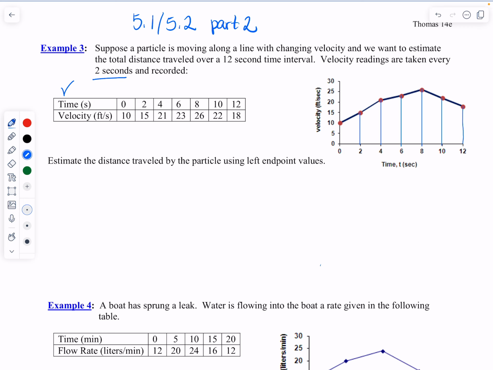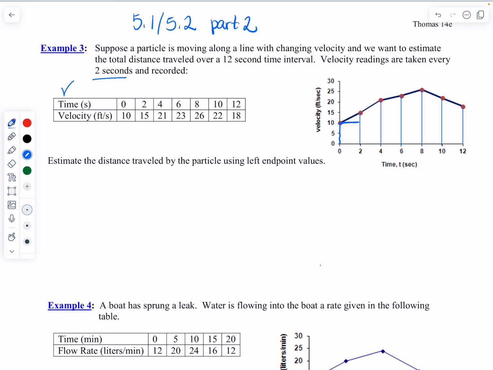So I have this situation going on right at the moment. Then it says the velocities that correspond with each of the times are 10, 15, 21, 23, 26, 22, and 18. It says to estimate the distance traveled by the particle using the left endpoint values. So for the left endpoint values, I'm going to look at 0 first, and I'm going to draw the rest of the rectangles out. So here is 0, and here's our first rectangle.